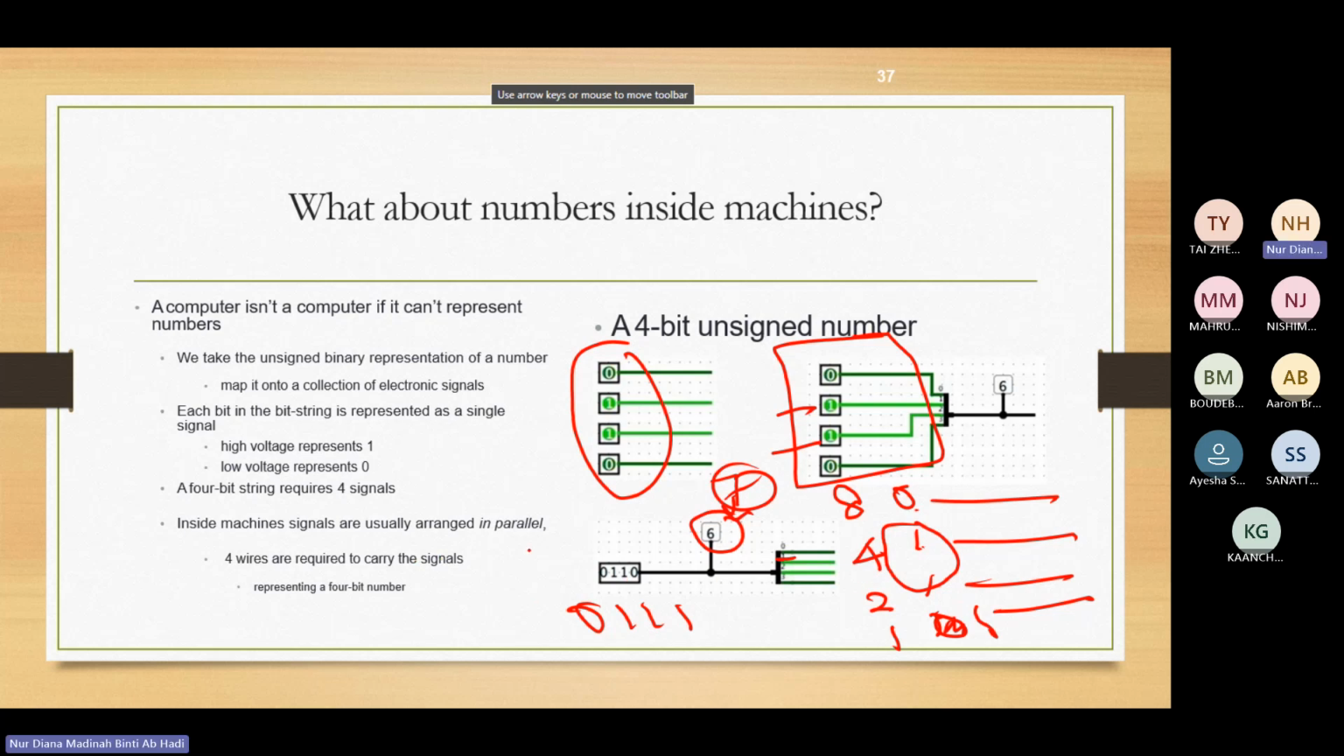What if I say 8? The value would be 1, 0, 0, 0. So when we change it, it will become 1, which is in the lighter green. The others would be in the dark green because they are not activated as 0.